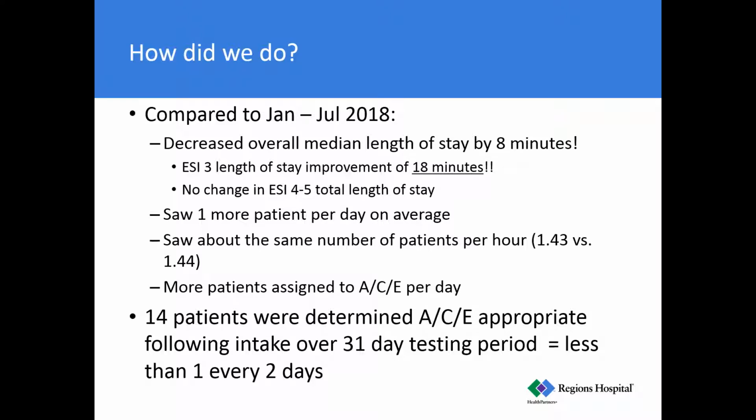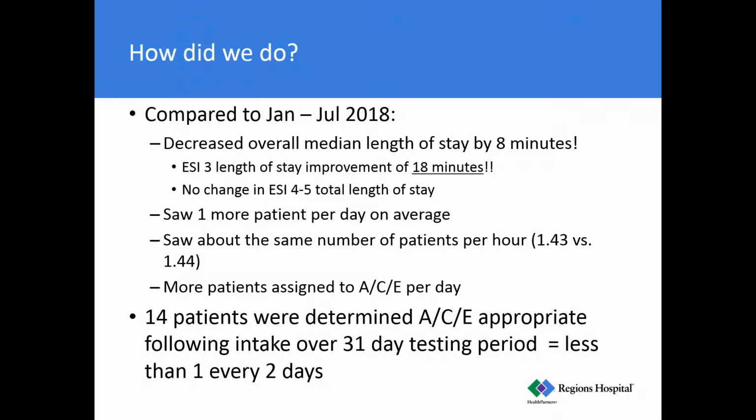Now that number might be a little bit concerning, but it also might be a little misleading because we did change the criteria slightly for assigning patients to Pod D or AC&E, and we also really focused a lot of attention on making sure that we followed the grid. So there may have been patients in the January through July time period that were being designated as Pod D that actually should have been AC&E.